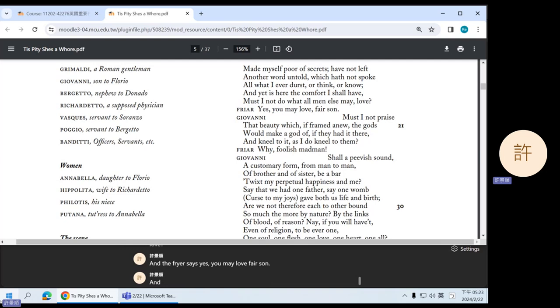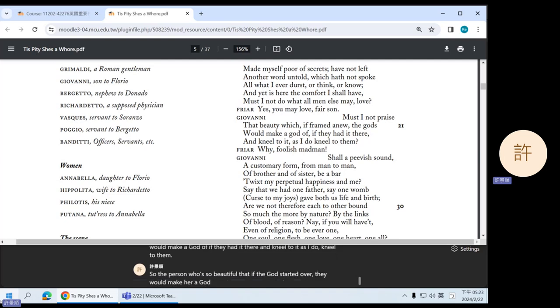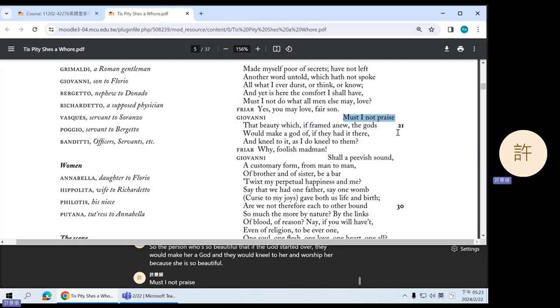And Giovanni keeps going. Must I not praise that beauty, which if framed anew, so if we start all over and we have a completely new person, the gods would make a god of, if they had it there, and kneel to it as I do kneel to them. So the person who's so beautiful that if the gods started over, they would make her a god, and they would kneel to her and worship her because she is so beautiful. Must I not praise her? Can I not say that she's beautiful?